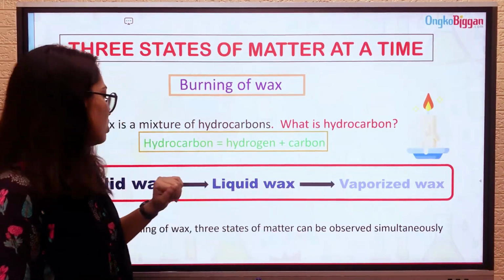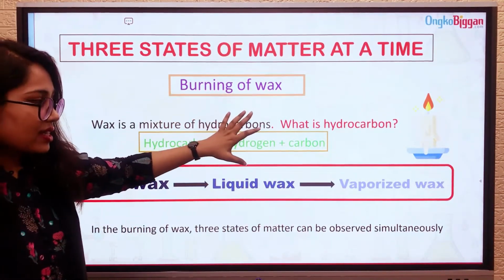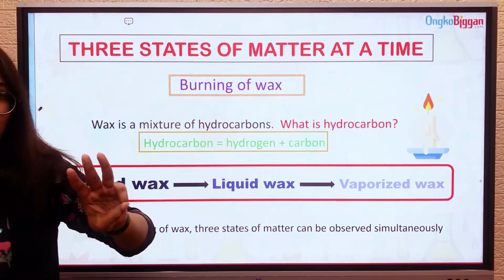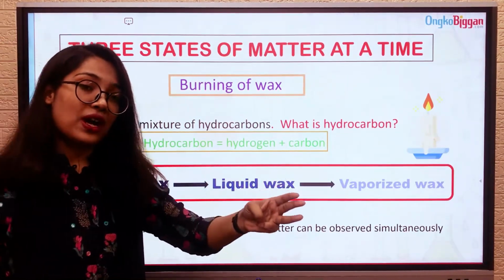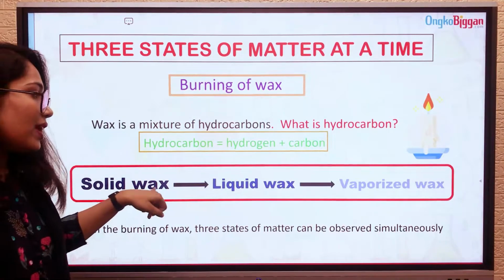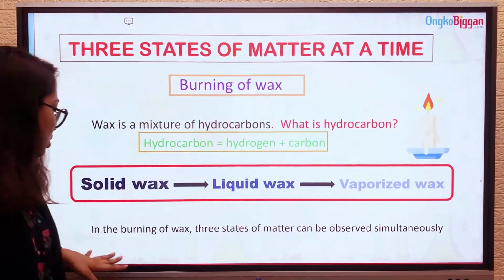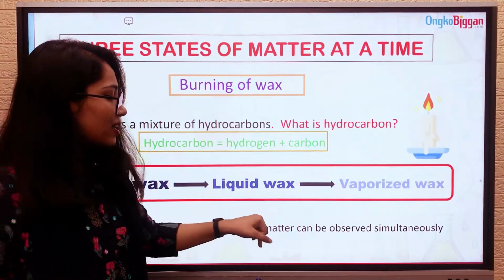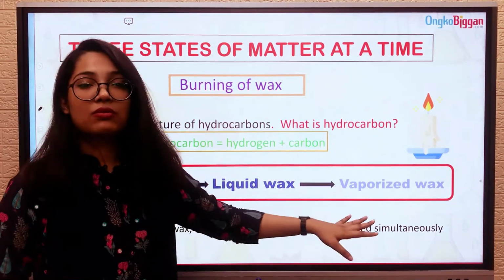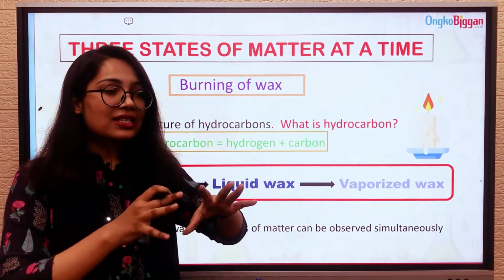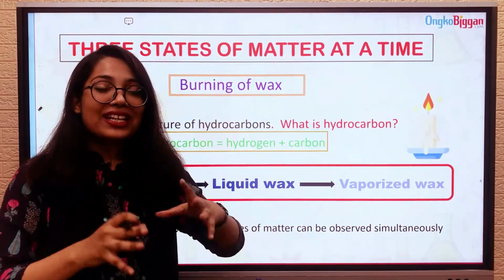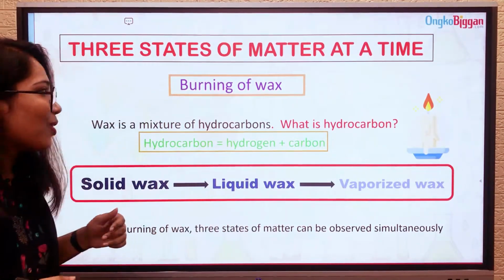If you burn a wax down, you get three states of wax at the same time: solid wax, liquid wax, and vaporized wax. So in the burning of wax, three states of matter can be observed simultaneously. You can see them happening at the same time. So how is that possible?